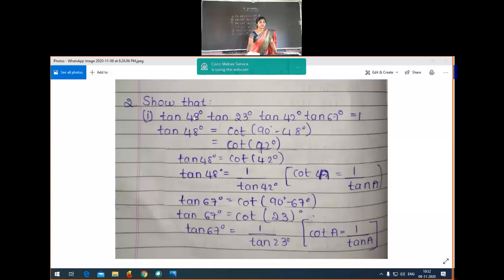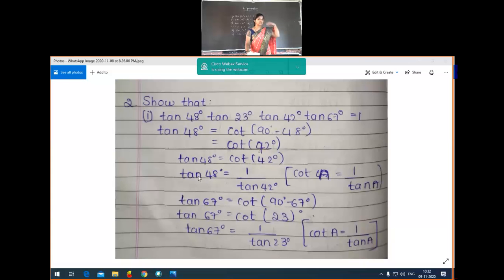Okay, tan 48. So we can take tan 48 as cot of 90 degree minus 48, because tan A is equal to cot of 90 minus A. Then for the tan 48 value, 90 minus 48 is 42. Cot 42. The tan 48 value is equal to the cot 42 value.